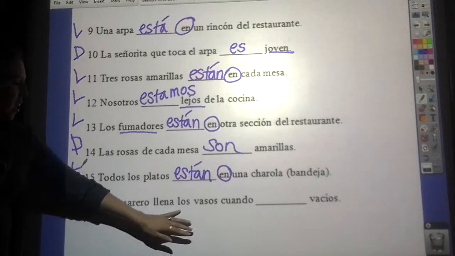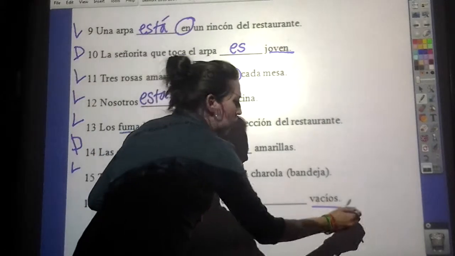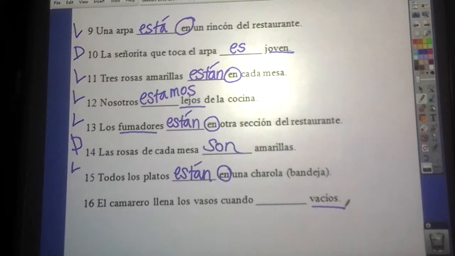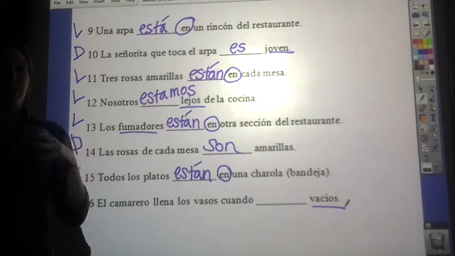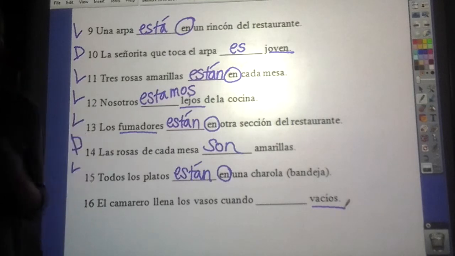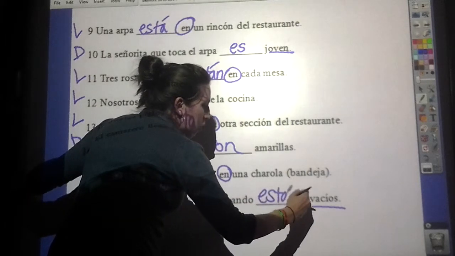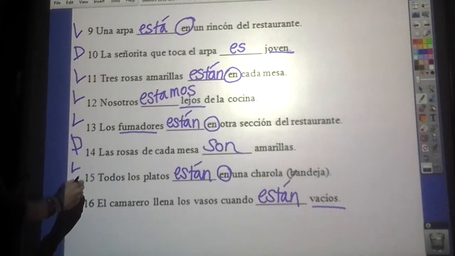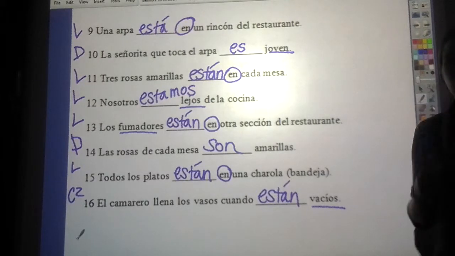16. El camarero llena los vasos cuando blank vacíos. ¿Qué quiere decir vacío? Vacío quiere decir empty. Okay? Can we fill something up? Is that something that can change rather quickly? Yes, it can. Entonces, necesitamos usar una forma de estar cuando están. And that's a changeable condition. Okay? Si tienen preguntas sobre una frase en esta parte, escribe un círculo en el papel.